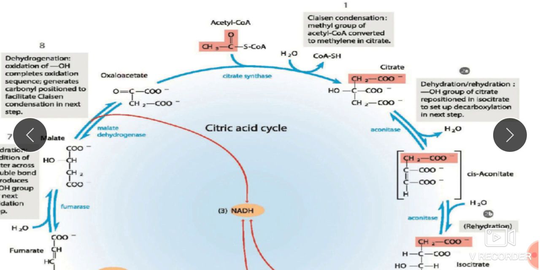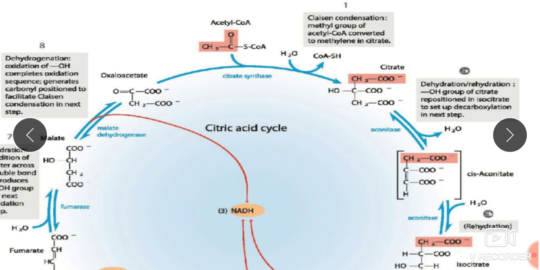The oxaloacetate and acetyl coenzyme A get condensed with each other, which leads to the formation of citrate. The enzyme for this reaction is citrate synthase, which removes the coenzyme A from acetyl coenzyme A and forms the first product, citric acid.